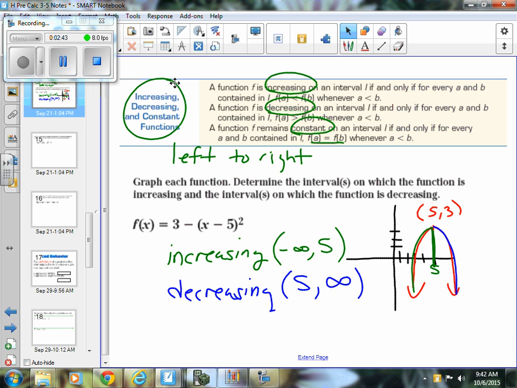Now, at that point 5, some people ask, should we put a bracket? Is it included in either of those intervals? People argue both ways. I think it's fine leaving it off. Technically, at the top point, it's not increasing or decreasing. That's where it's changing direction. So it's fine just to leave those as parentheses. But where one interval stops, the next one does need to start. So if it goes to 5, then the next one starts at 5. So always read your graph left to right.